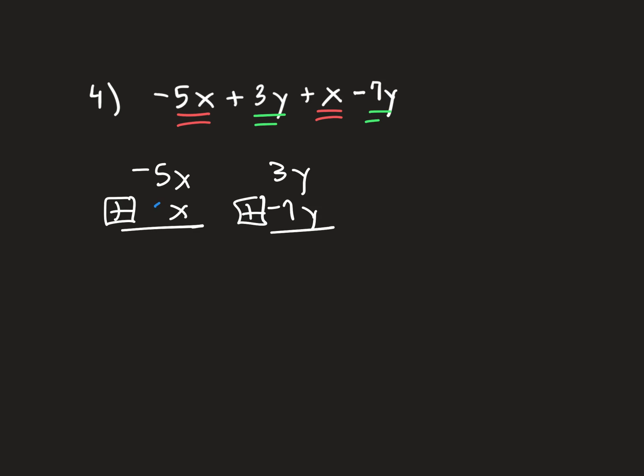x implies that you have one x. So when it just says x, that implies one x. So a negative 5 plus a positive 1, doesn't that give us negative 4 x's? And then a positive 3 plus a negative 7, doesn't that give us negative 4 y's? So that is your answer.